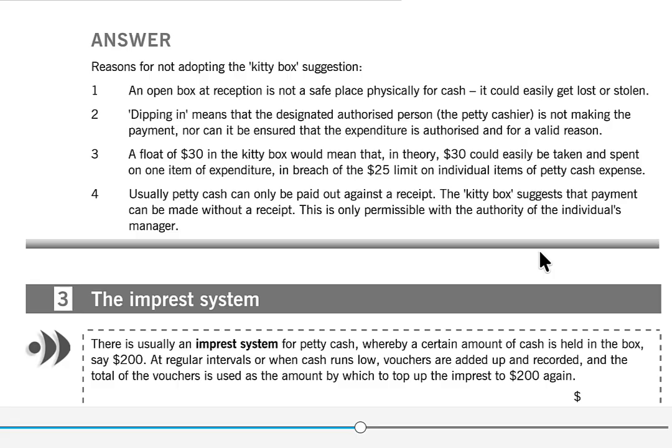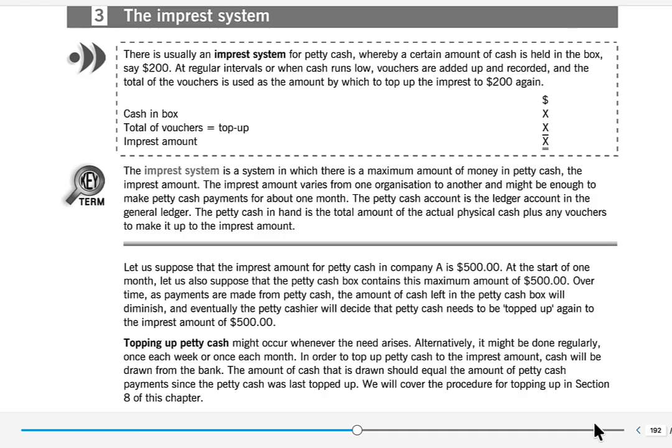Final classroom conclusion. We say this: Nick King's idea sounds convenient, but it is not safe and it is not controlled. It removes security, it removes authorization, it can break the payment limit rules, and it removes receipts, meaning there is no proof. That is why a proper petty cash system must be used instead, with a locked box, a petty cashier, authorization, and receipts.